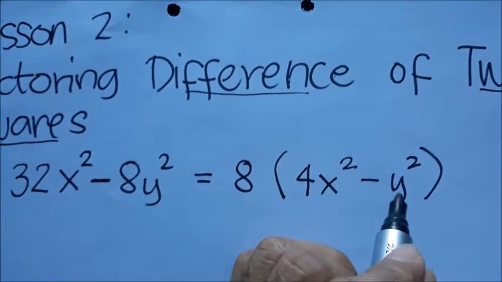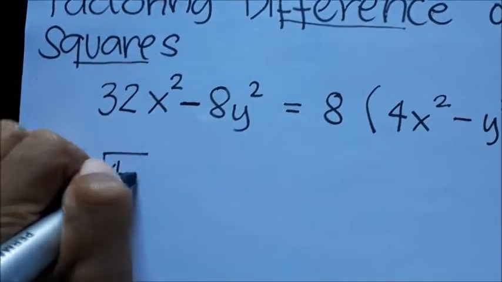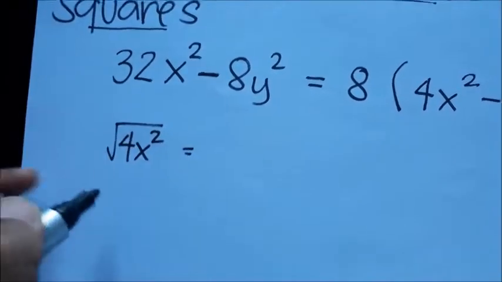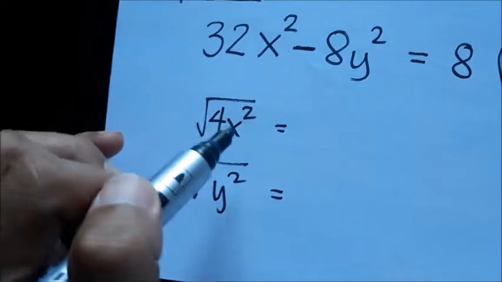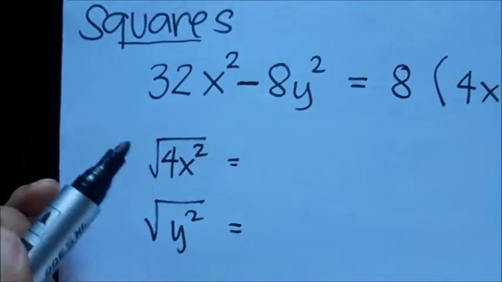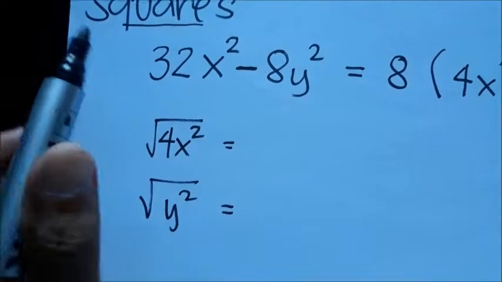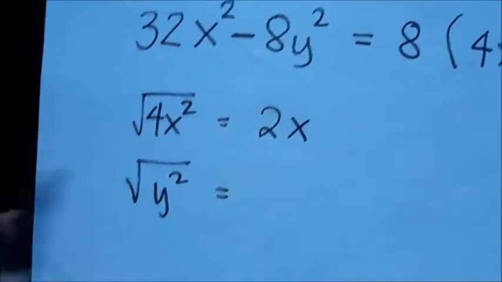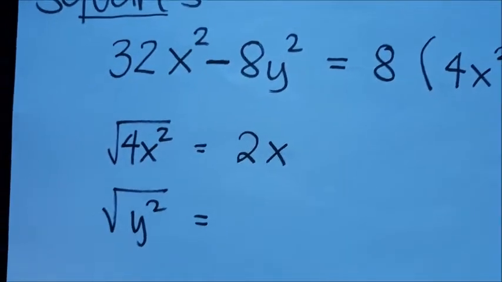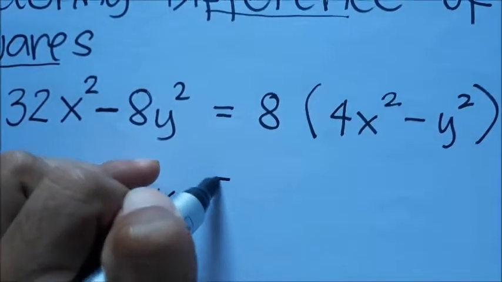However, for 4x squared and y squared is difference of two squares pa rin. So ito, pwede po itong ma-factor out. So yan lang po ang kukunin natin ng factored form. So that is the square root of 4x squared, then square root of y squared. Kung mapapansin natin, ang 4x squared mayroon dalawang square roots. Pwedeng positive 2x, pwedeng negative 2x. But in this case, kukunin lang natin yung principal root niya. So that is positive only. When you say principal root, that is the positive root of the given number. Then square root of y squared, that is y. So ito yung gagamitin natin as factored form.